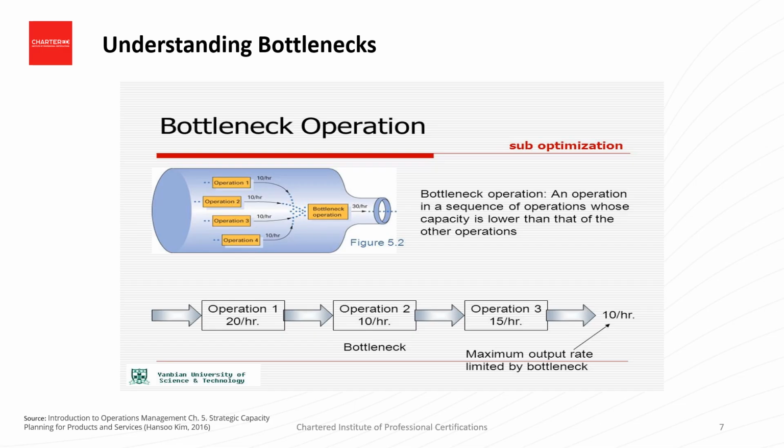Capacity limitations occur when a component, such as a production line or a transportation route, cannot handle the volume or pace of work required. In the example, you can see where the bottleneck occurs at operation 2. Operation 1 is working at 20 per hour. Operation 3 is 15 per hour. However, operation 2 can only operate at 10 per hour. The maximum output rate is therefore limited to 10 output per hour due to the bottleneck.